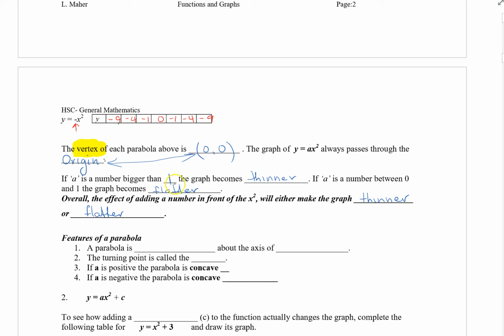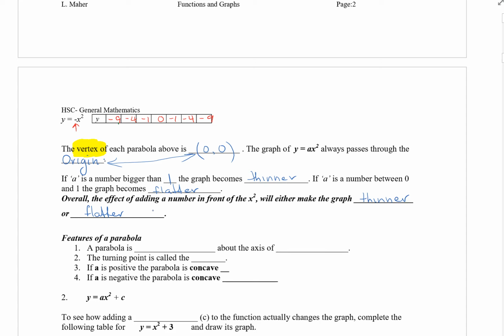If a is a number bigger than 1, the graph becomes thinner. And if a is a number between 0 and 1, like the fraction we did, it becomes flatter. Overall, the effect of adding a number in front of the x squared will either make the graph thinner, or steeper as people sometimes refer to it, or flatter.